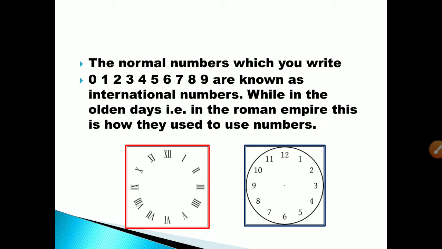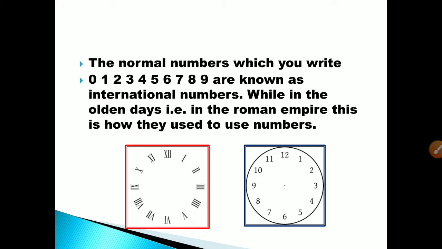In the first clock, the blue color clock, you can see numbers 1 to 12. These numbers are known as international numbers. These numbers are known internationally. Everyone is aware of these numbers. We use this type of clock everywhere and we can see it everywhere.